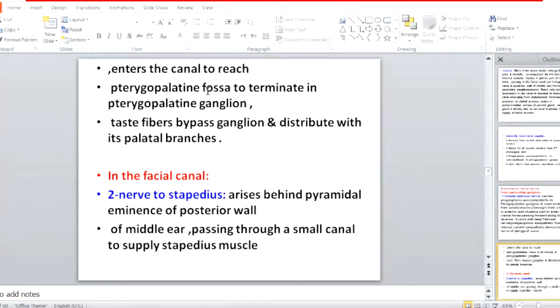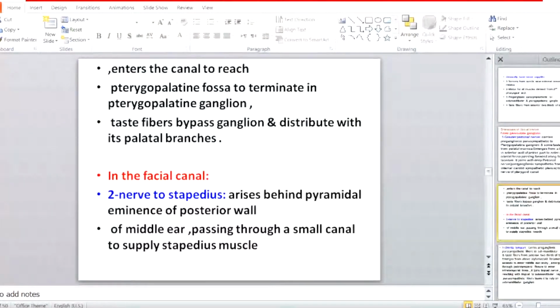Now, next, in the facial canal, the nerve gives rise to the nerve to stapedius, which is motor for the supply of the stapedius muscle. It arises behind the pyramidal eminence of the posterior wall of the middle ear and passes through a small canal to supply the stapedius muscle of the middle ear. The other muscle of the middle ear, the tensor tympani, we have seen is supplied by the mandibular nerve, because the stapedius arises from the second pharyngeal arch, while the tensor tympani arises from the first pharyngeal arch.